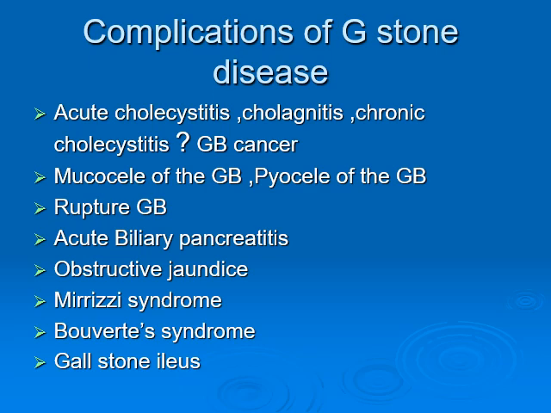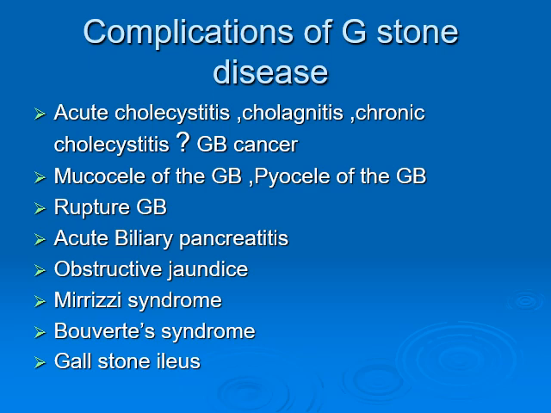Mirizzi syndrome is obstruction of the common bile duct by a large stone impacted at the neck of the gallbladder. What is its importance? Mirizzi syndrome is not uncommonly associated with gallbladder cancer. Bouveret syndrome is fistulization of the gallbladder with the duodenum, with passage of a large stone. This large stone will obstruct the gastric outlet, leading to gastric outlet obstruction.